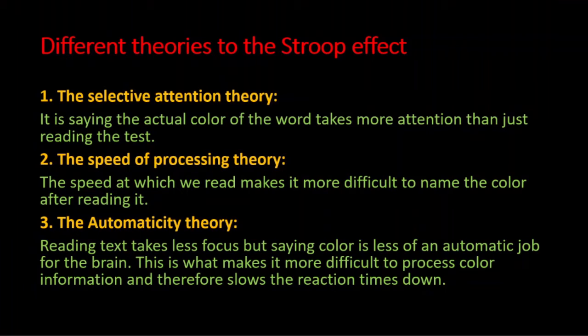And the third one is the automaticity theory. According to this theory, reading text takes less focus, but saying the color is less of an automatic job for the brain. This is what makes it more difficult to process color information and therefore slows the reaction times down.